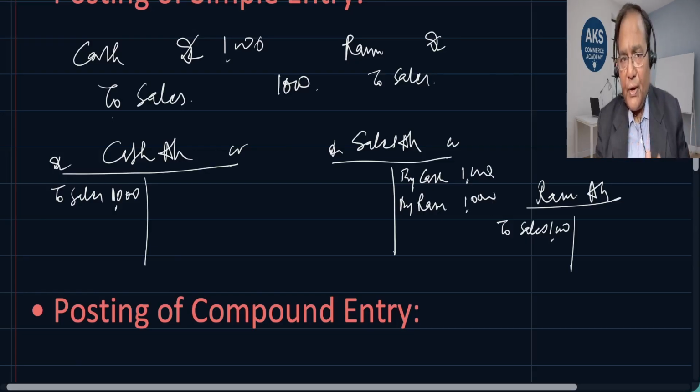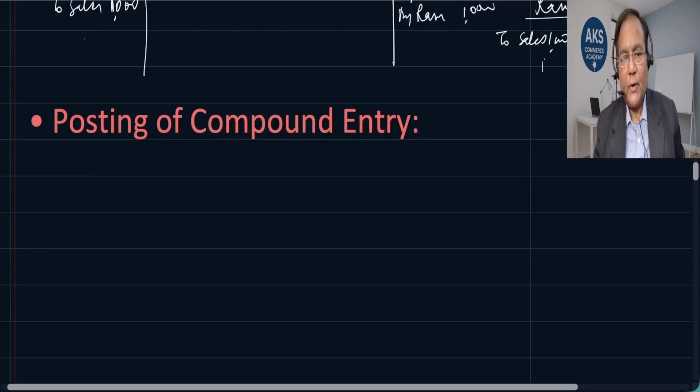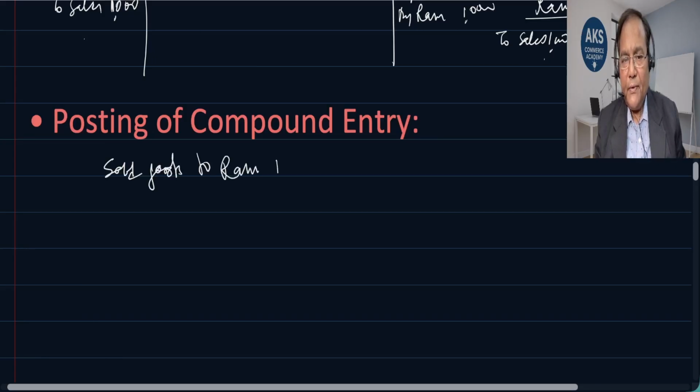So how are we to read it? The cash account is required to be debited and sales is required to be credited. So cash account debit to sales, sales account credit by cash. Ram account debit to sales, and sales account credit by Ram. This is how it is to be read and written. Now, posting of compound entries. So what are compound entries? Let's say we sold goods to Ram, rupees 1000.